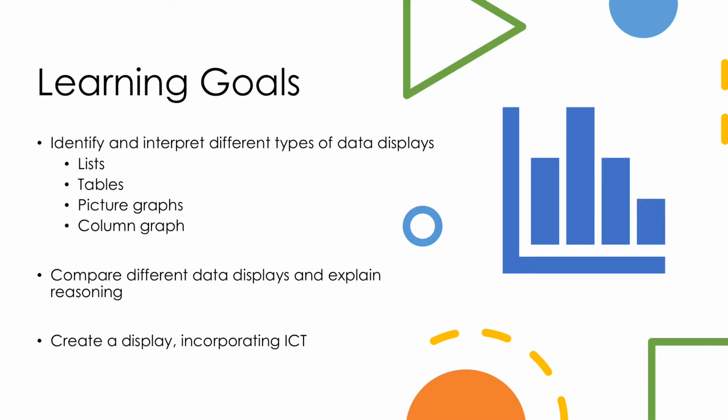The learning goals for this lesson directly align with the Year 3 Australian curriculum. These are students identify and interpret different types of data displays, lists, tables, picture graphs and simple column graphs. Students compare different data displays and explain their reasoning, and students create a display incorporating digital technologies to present their data. These will provide students with the understanding in order to determine which data display is best suited to represent the data required for this investigation. In doing this, students' problem-solving and reasoning capabilities will be enhanced.